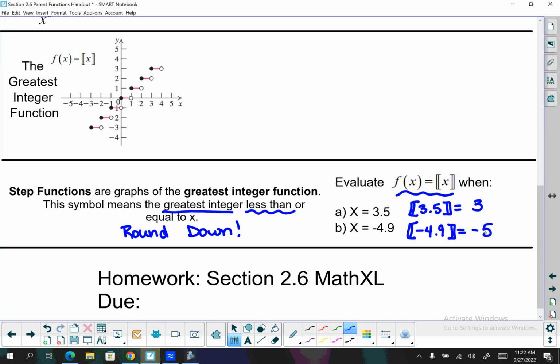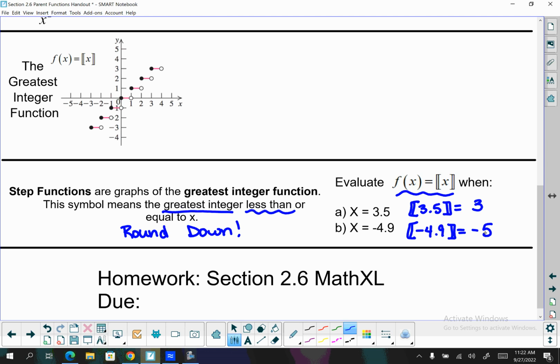Anything between 1 and 2 rounds to 1. So I see a little horizontal line at 1. Anything between 2 and 3 rounds down to 2, so we see a little horizontal line at 2. If I'm exactly at 2, it rounds to itself. If I'm exactly at 3, I see an open circle then, because that's where it jumps to the next integer. And if you do your vertical line test, it'll pass the vertical line test, okay? So that's what our function looks like.